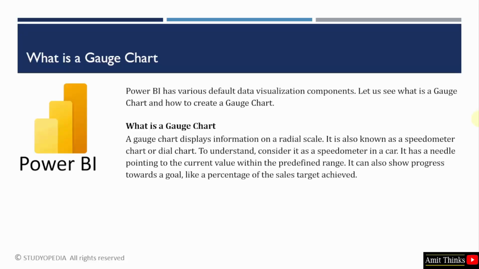So Power BI includes a lot of data visualization components. One of them is the gauge chart. A gauge chart easily displays information on a radial scale. You must have seen your car speedometer. It includes a needle that displays a scale, the current speed while you are driving, and the maximum also. So the needle points to the current value within the predefined range. Or you can also display your percentage of the sales target using the gauge chart.